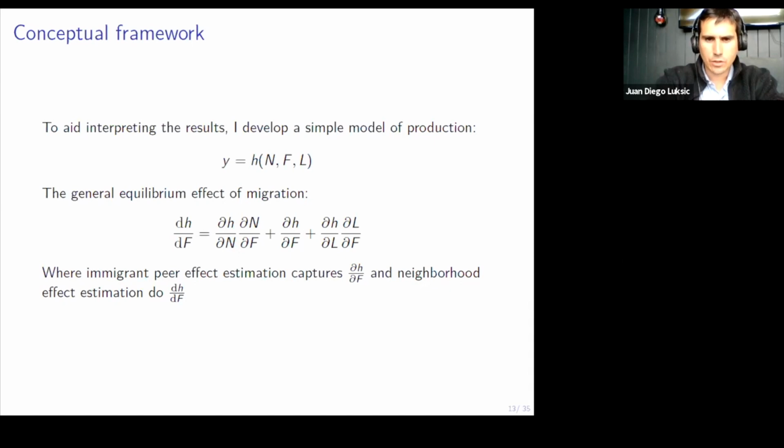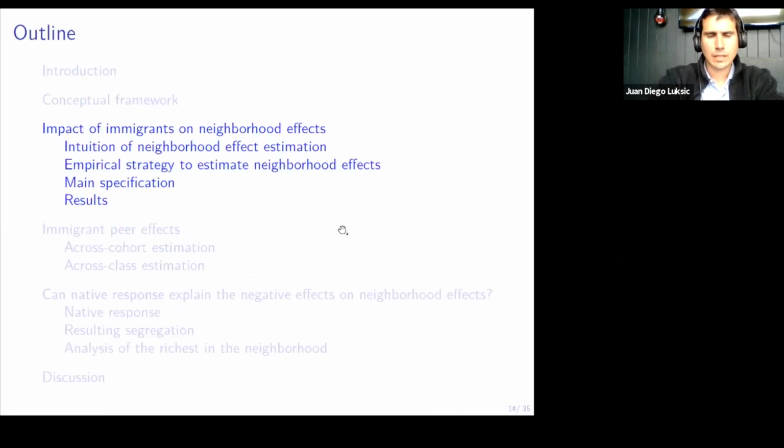So now that you got the idea, when I estimate neighborhood effect, actually I take the total derivative. All the effects in the neighborhood that could be due to native composition change because of immigrants, direct effect of immigrants, so immigrant peer effect, or change in local institution. So now about how I estimate the immigrant effect on neighborhood. First, I will give you the intuition of how I estimate the neighborhood effect, and then I will talk about the main specification and my results.